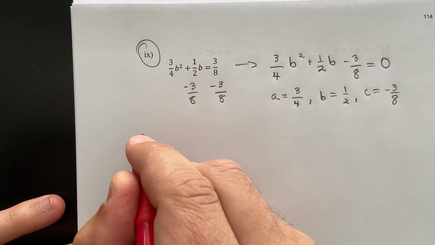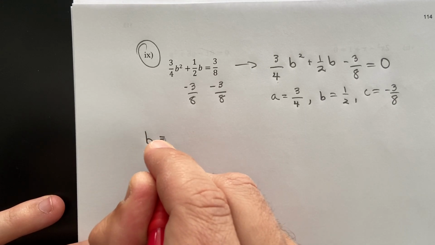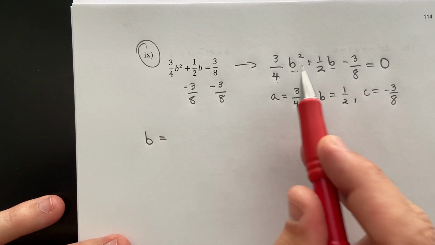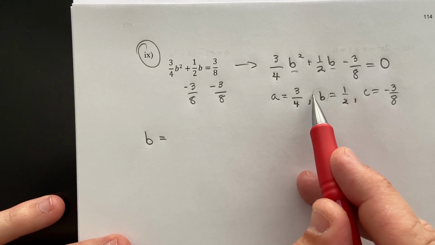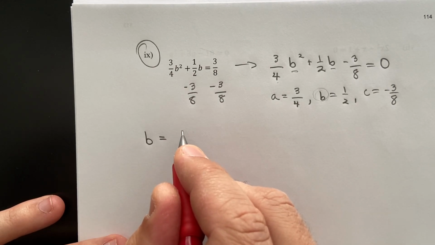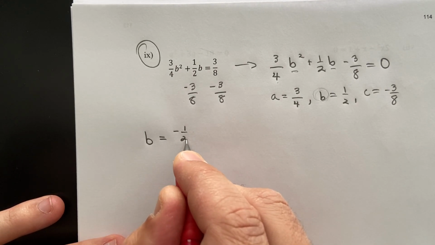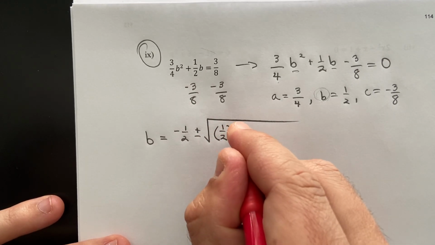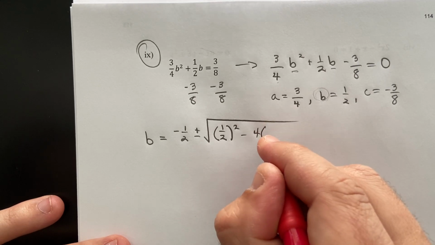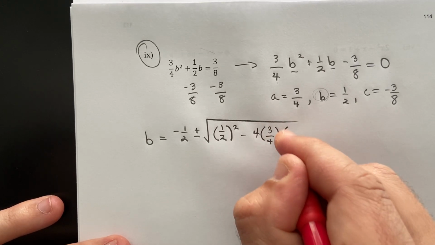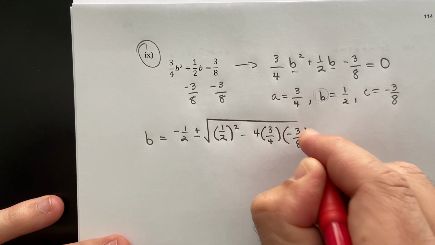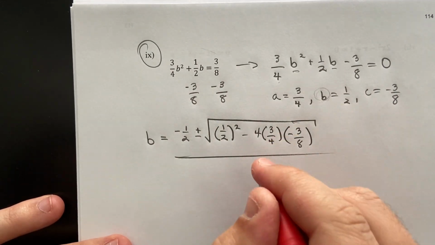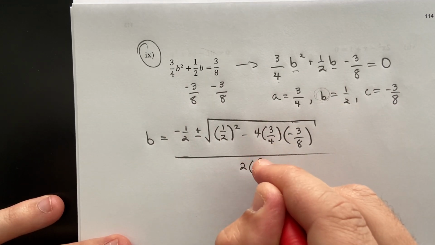So our variable B, kind of confusing, but that's our variable. This is the coefficient, is opposite of 1/2 plus and minus the square root of 1/2 squared minus 4 times 3/4 times -3/8, all over 2 times 3/4.